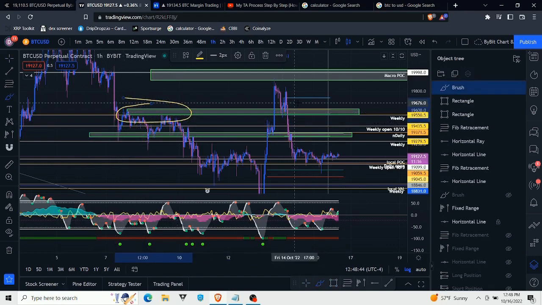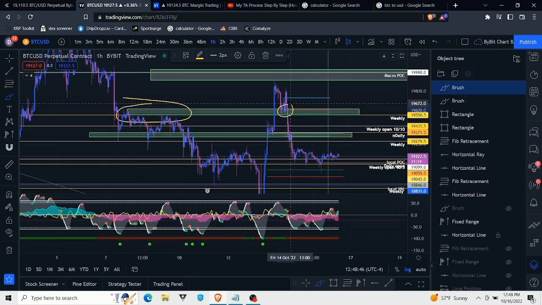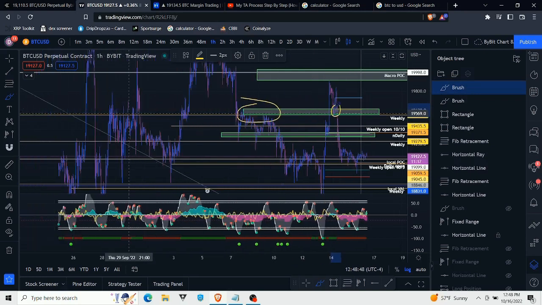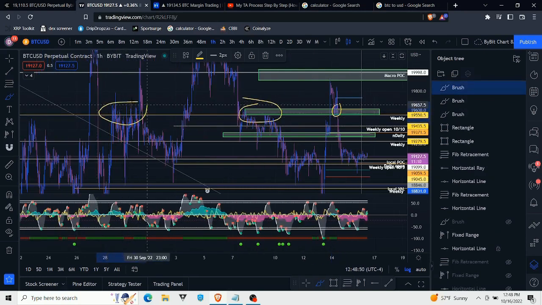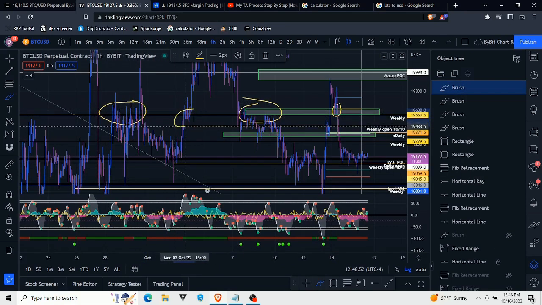Let's draw a box there. You can see that we found lots of resistance on this area right over here. We found some support on this area here. Even zooming out, we found some resistance here. We sort of hovered around this area here, so this is going to be another key area locally.